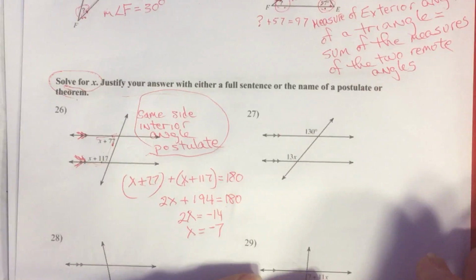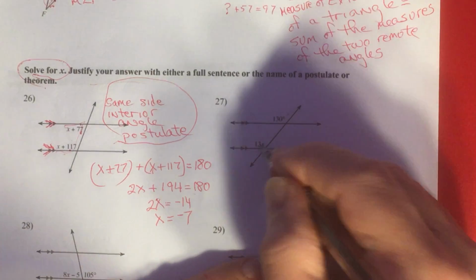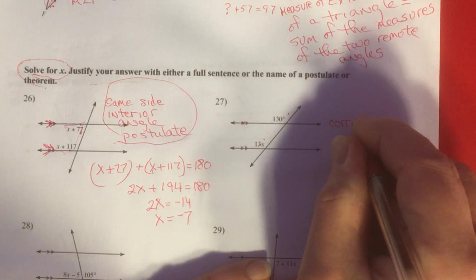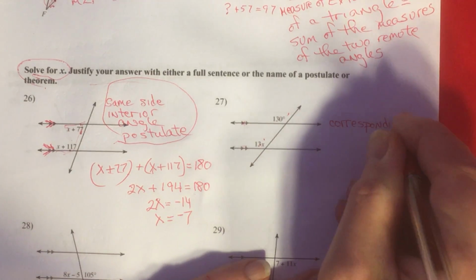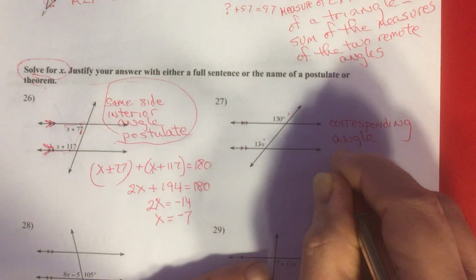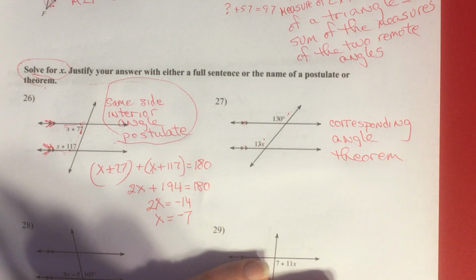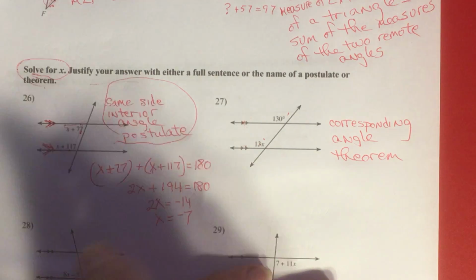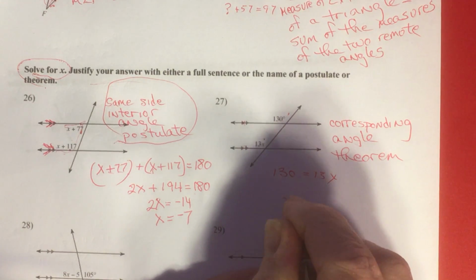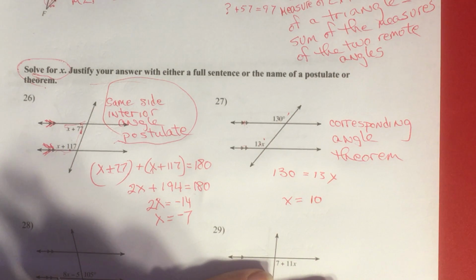Over here, what do I have? I have two parallel lines. And because I have two parallel lines, I know that the corresponding angles are congruent because of the corresponding angle theorem. And that means that 130 is equal to 13x, and that means x is equal to 10. That's the answer to that.